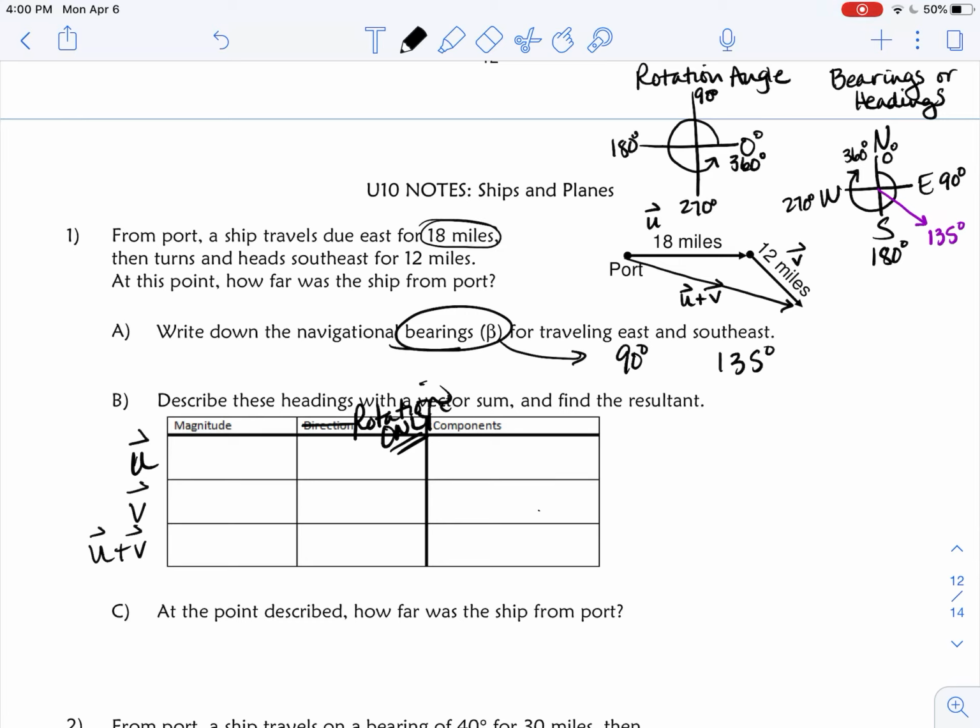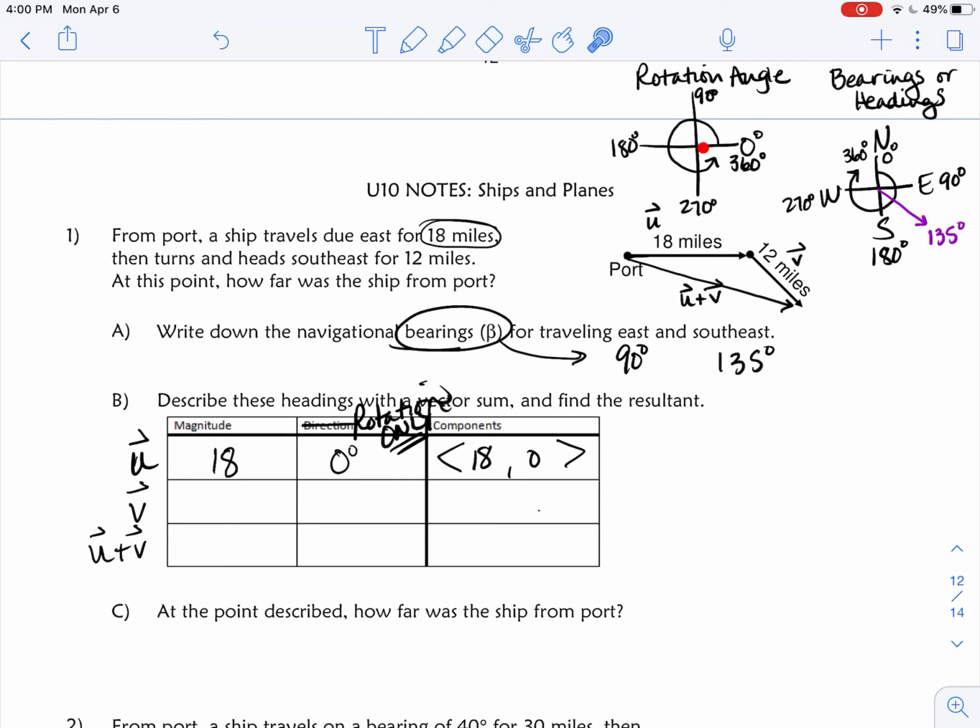Okay, so part B says describe these headings with a vector sum. So our first vector is 18 miles, that is my magnitude, and going directly east. Now remember, this is rotation angles only. So if we're going directly east, rotation angle would correspond to 0 degrees. That is, there is no vertical motion, only horizontal motion in the positive direction. And so that vector has components of 18, 0.